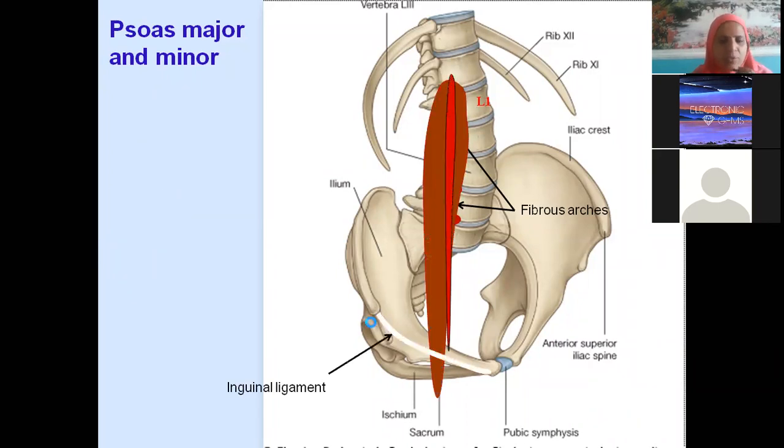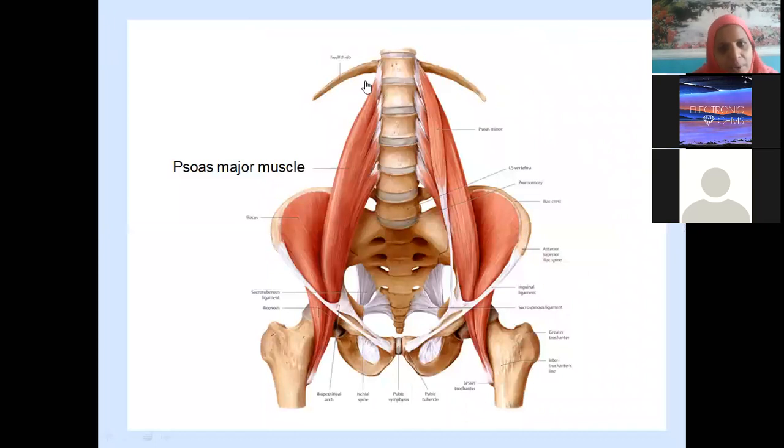Okay, so of course we know inguinal ligament. Now see here, what is the muscle you are finding? These are the lumbar vertebrae. On either side of the body of the lumbar vertebra, the muscle you are finding here is psoas major. Along with psoas major, you are also finding one more small, very thin, tapering type of muscle. This is nothing but psoas minor.